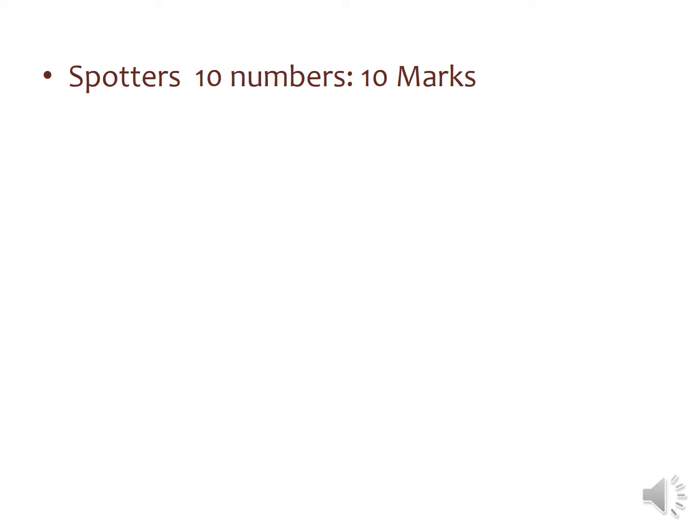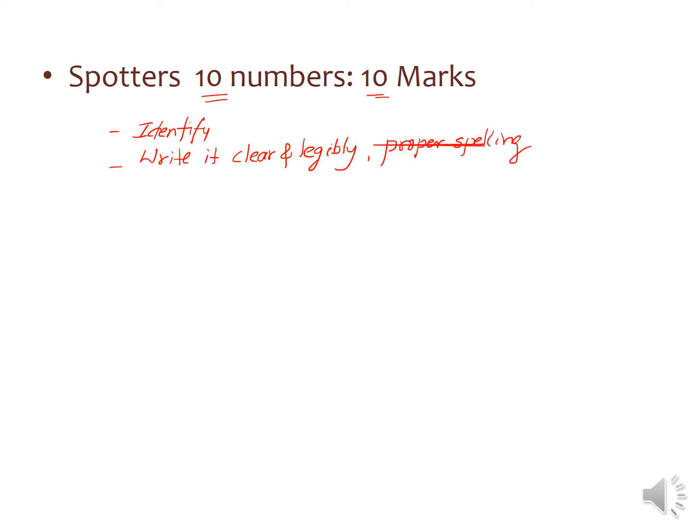Spotters, as I mentioned already, 10 numbers will be given, and each carries 1 mark, 10 marks in total. The most important thing to remember is, first you have to identify the spotter, and once you identify it, write it clearly and legibly, with proper spelling. This is most important, proper spelling. If there is any difficulty in spellings, you have to practice the spellings.